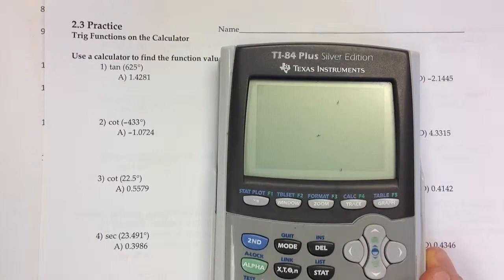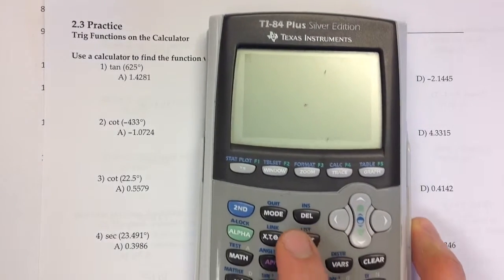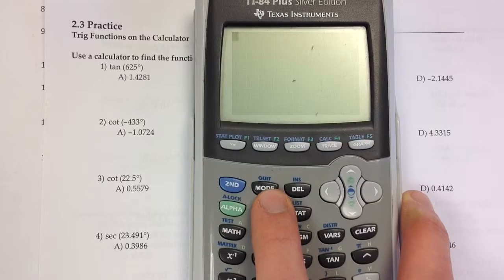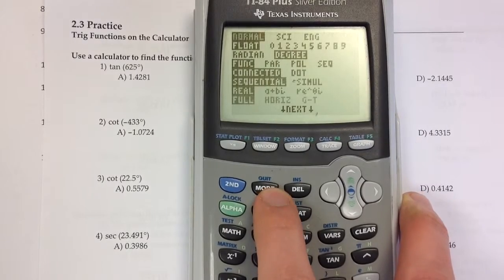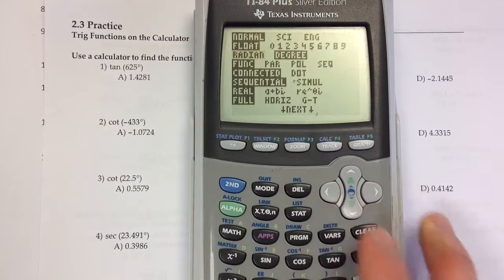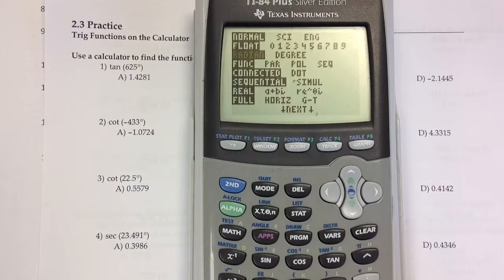So the first thing that we probably want to do is put our calculator in degree mode. Some of you may have figured this out already. That's fantastic. There's a mode button. Let's go there. Mine's already in degree mode, but by default, the calculator is in radian mode.